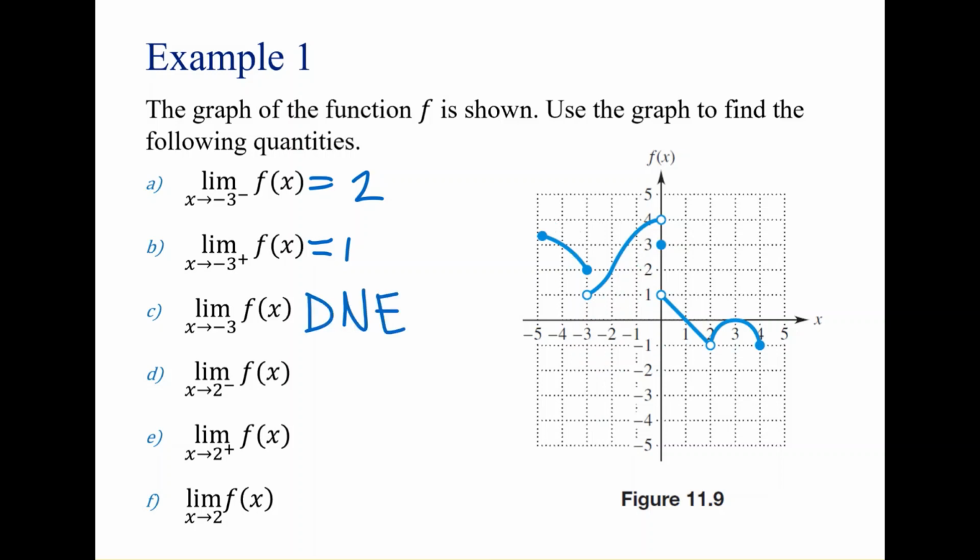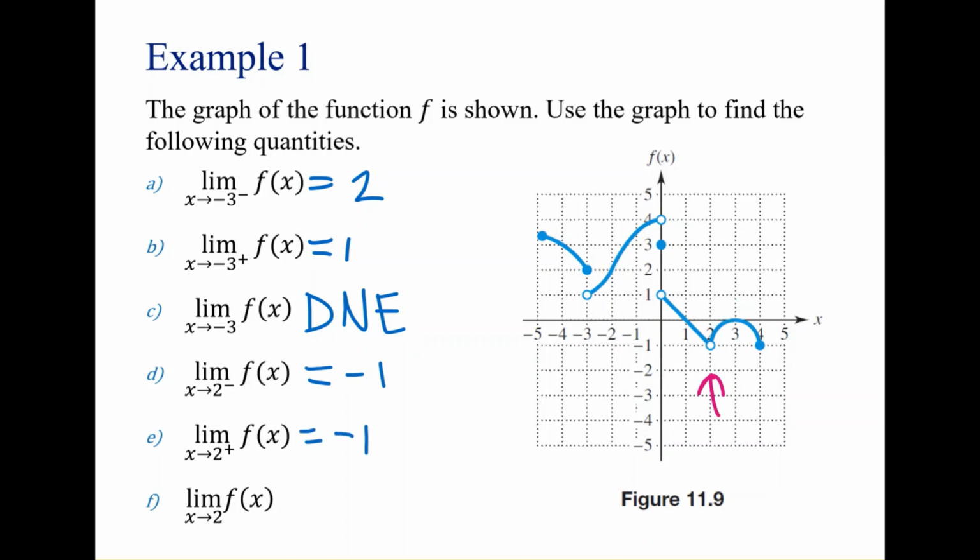Part D, the limit as x approaches 2 from the left of f of x. We have x equals 2 here, and now let's approach 2 from the left. As we approach 2 from the left, the function values are approaching negative 1. So the limit is negative 1. Part E, the limit as x approaches 2 from the right of f of x. This is the behavior of the function approaching 2 from the right, and the function values are approaching negative 1. So this limit is negative 1.